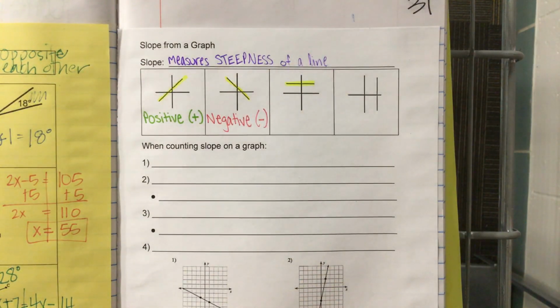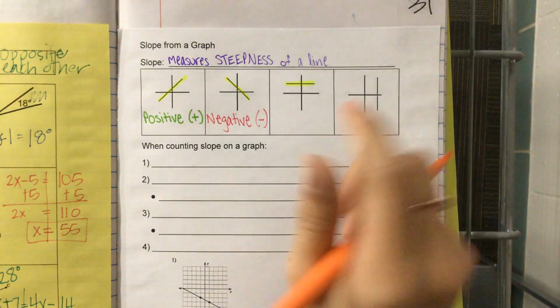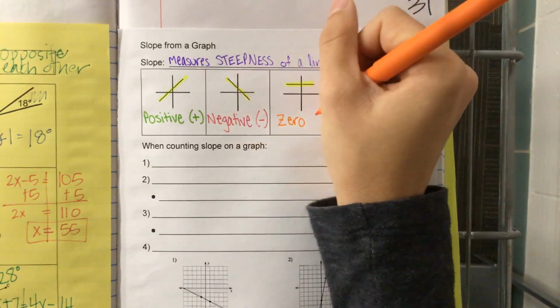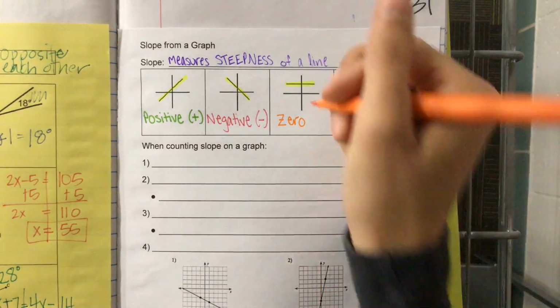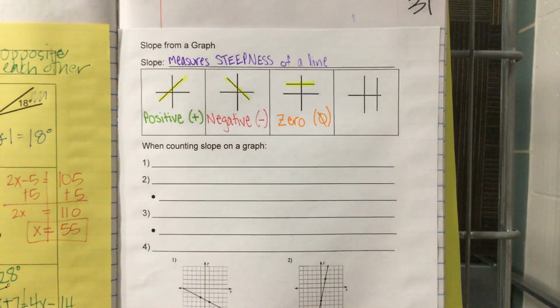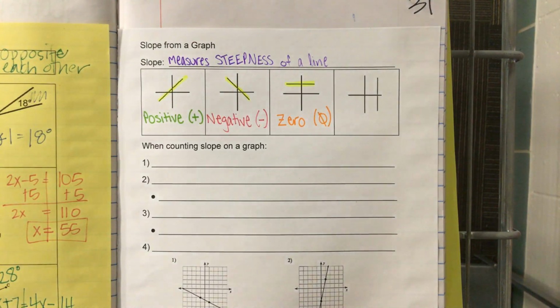What if you were to ride your bike on that line? Neutral. What number is neutral? It's not positive and it's not negative. What number is that? 0. This line has a slope of 0. You're not going up, you're not going down, you're just cruising.